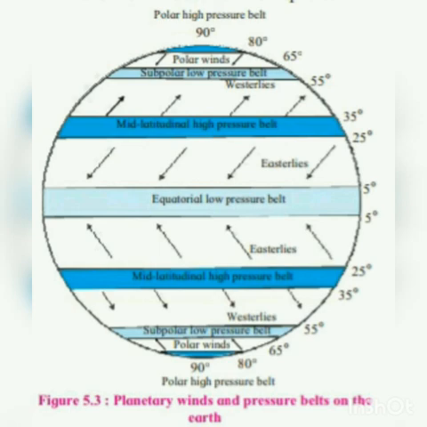The polar winds. In both the hemispheres, polar winds blow from polar high pressure belt to subpolar low pressure belt, 55 degree to 65 degree, from east to west.